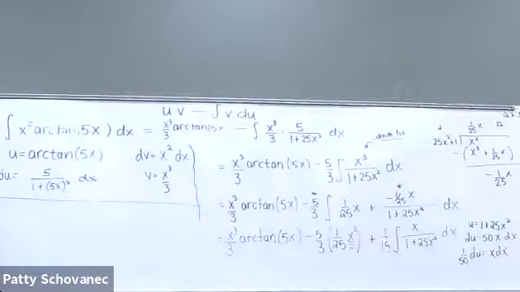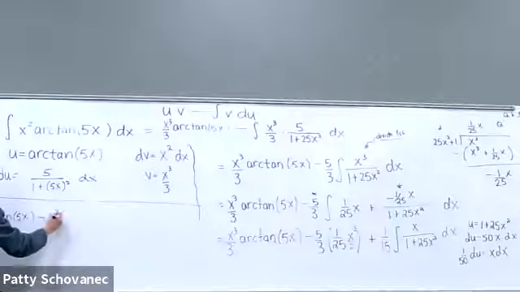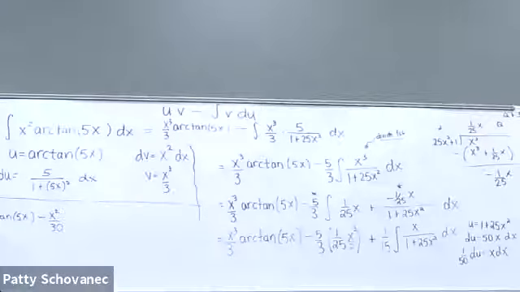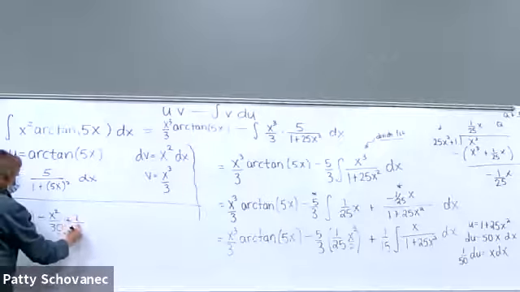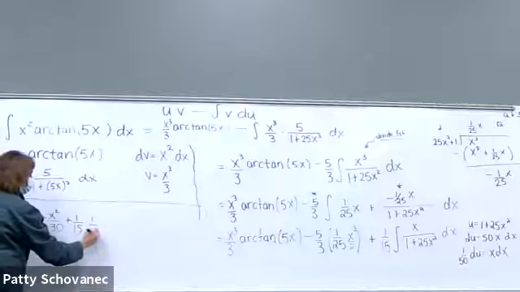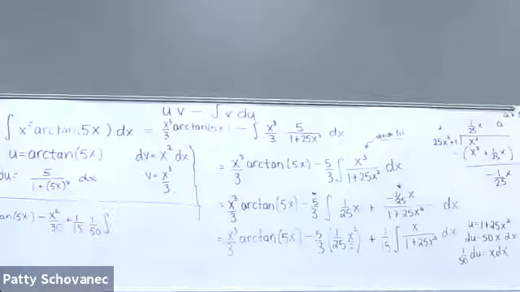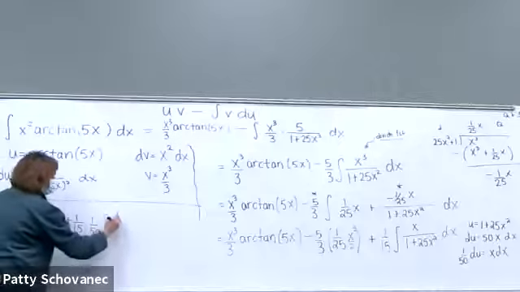And we've got x cubed over 3 times the arctangent of 5x. I'm going to simplify that to a minus 1 over 15, minus 1 over 30 x squared. Then I've got 1 over 15 times 1 over 50. I don't think I can do that arithmetic, so I'm just going to write that. And my integral is 1 over u du.